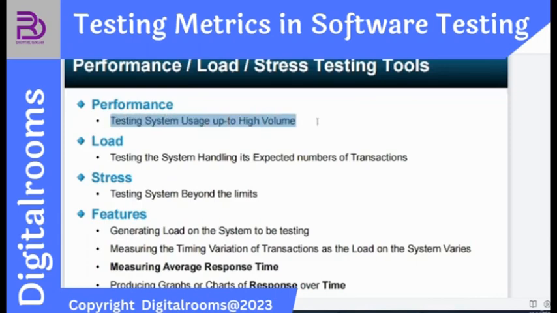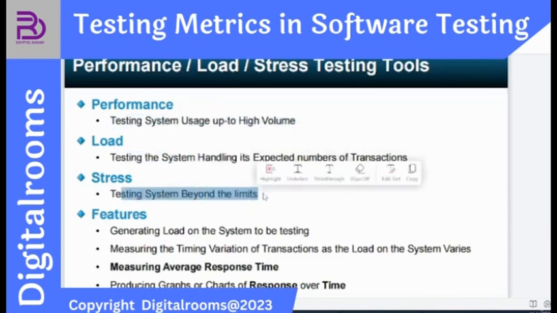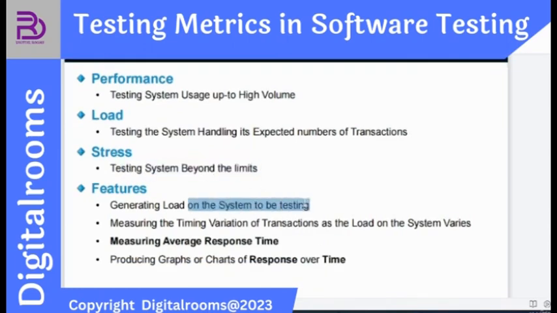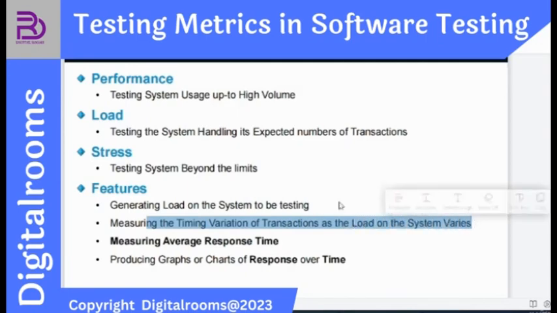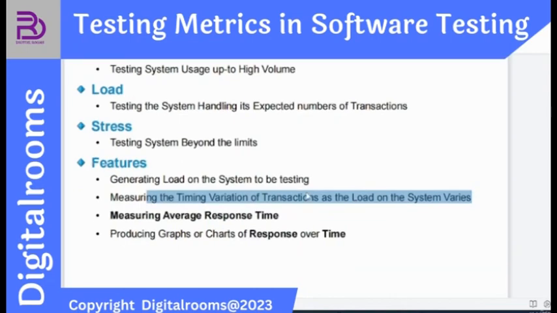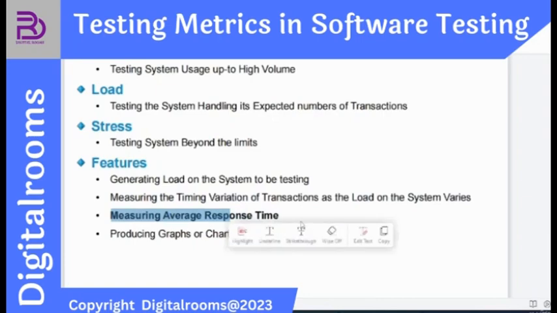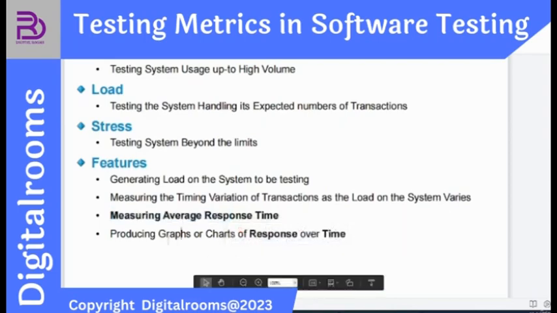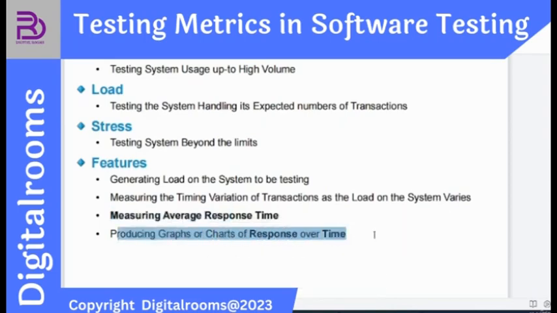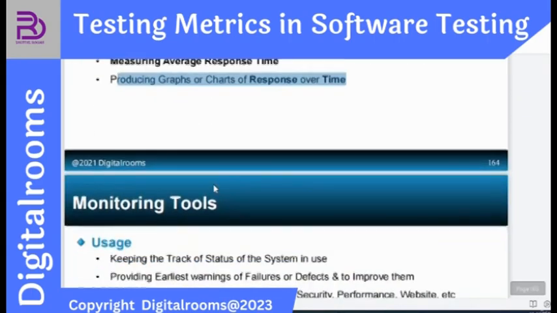These tools are used for testing the system with high volume, testing the system handling the expected number of transactions, testing the system beyond the limits, generating load on the system being tested, and measuring the timing variation of transactions as the load on the system varies. Right? So when 100 users use the software, how is the software functioning, what is the load speed. When we give 150 users or 250 users, how is the software behaving. Measuring the average response time the software takes to do a particular activity or action. Producing graphs or charts of the response over time, okay, whatever the software is generating.